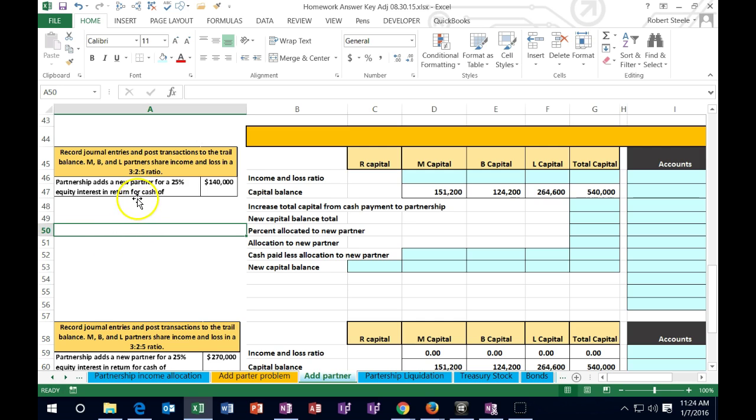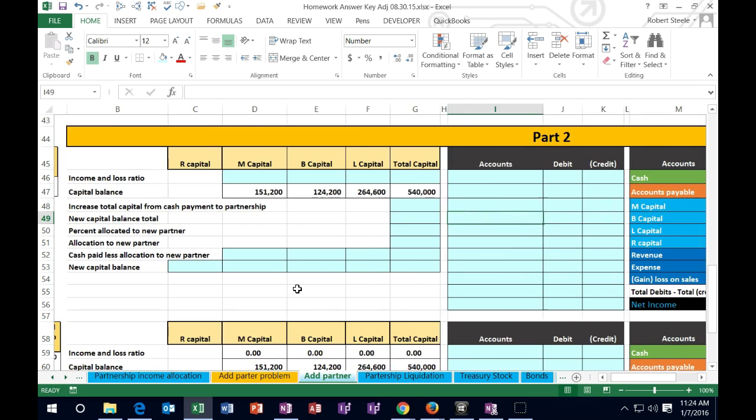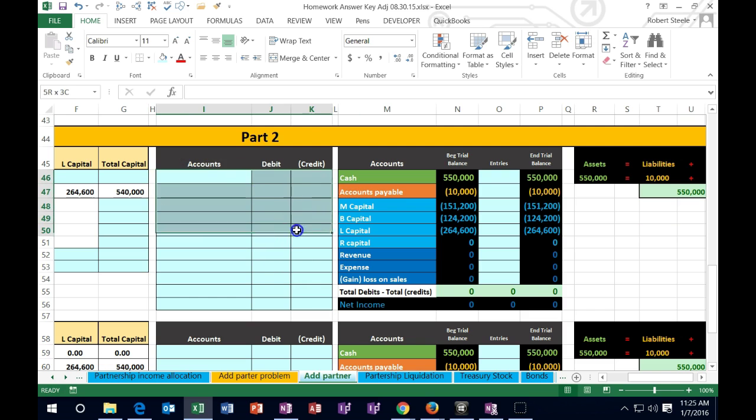So the question will be here. This will give us the information. We're going to put that information into a worksheet like so, populating the blue areas. We will then record the journal entry in this blue area here with the debits and the credits for the journal entry. We're then going to post that to a quick worksheet here so that we can see what happens in context in relation to some other accounts being cash, assets, liabilities, equity.